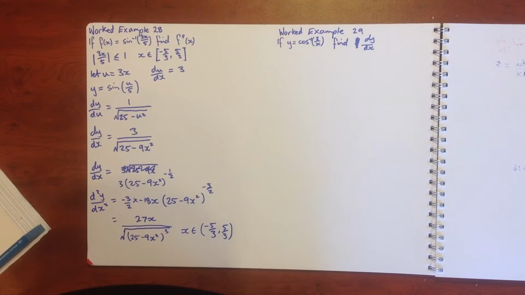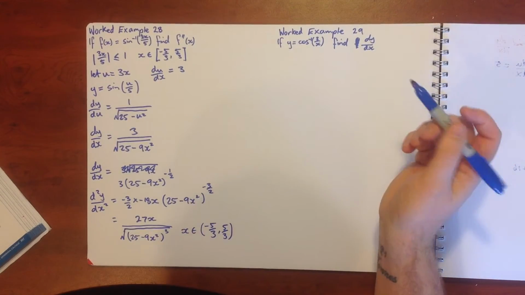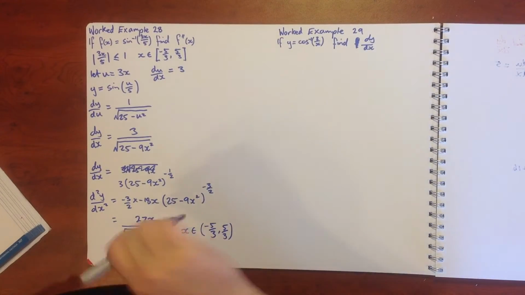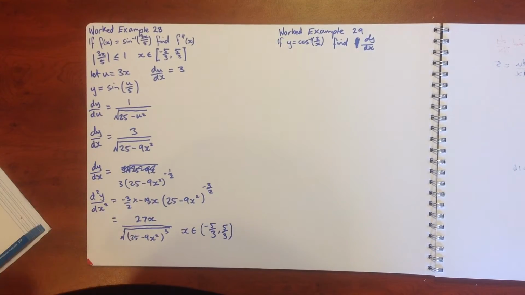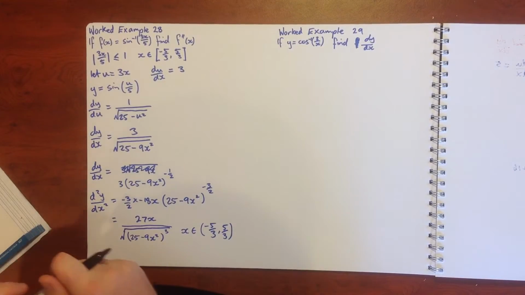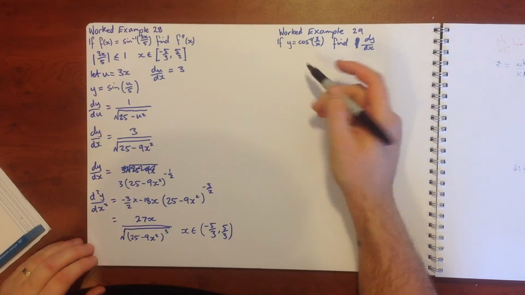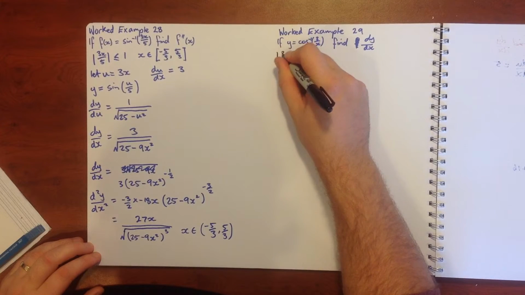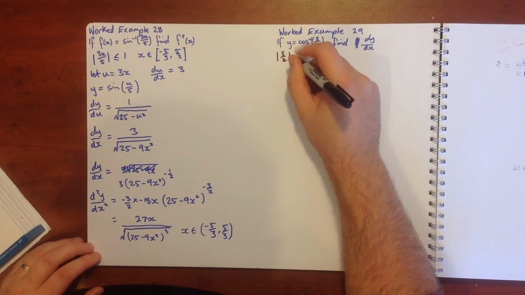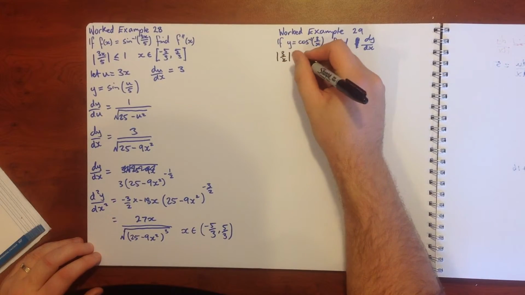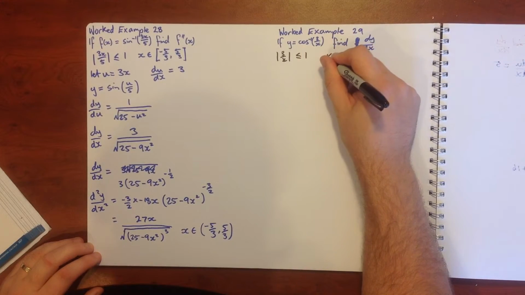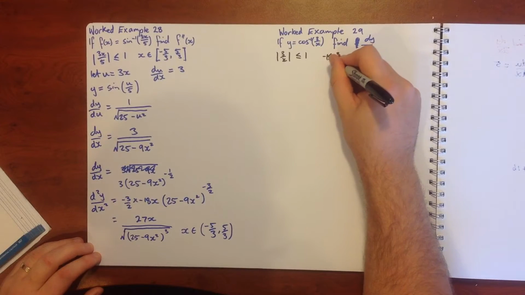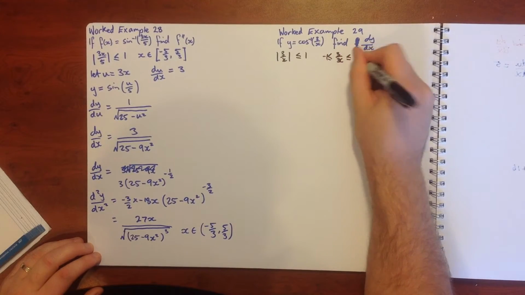Alright, so we're almost finished. Okay, we've got one last worked example to do. Okay, so we're saying if y equals the inverse cos of 3 on x, find dy dx. Okay, so to start off with, we need to go, well, modulus of 3 on x is less than or equal to 1. Okay, so negative 1 is less than or equal to 3 on x. Oops, 3 on x is less than or equal to 1.